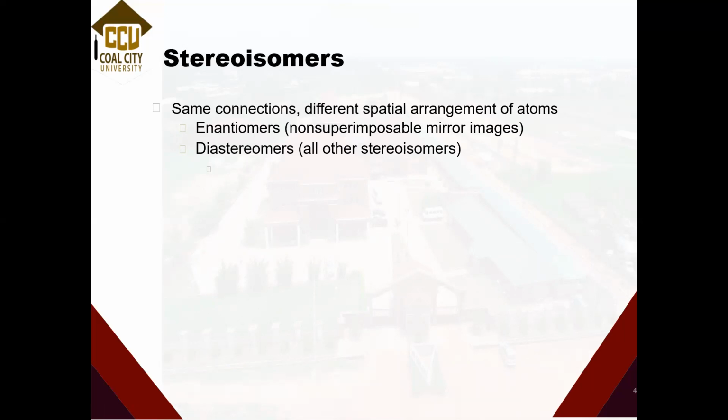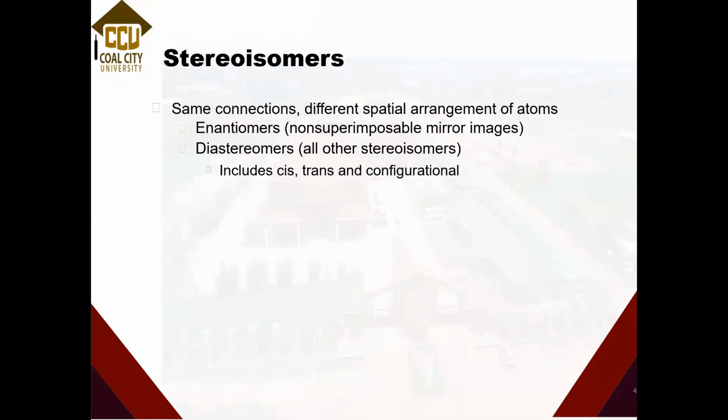The enantiomers are non-superimposable mirror images, whereas the diastereomers are all other stereoisomers. Whenever we have stereoisomers, we'll see that in examples. Once we are able to identify the enantiomers, which are the mirror images, every other one is a diastereomer. Once they are not mirror images, but they are stereoisomers of one another, then we call them diastereomers.